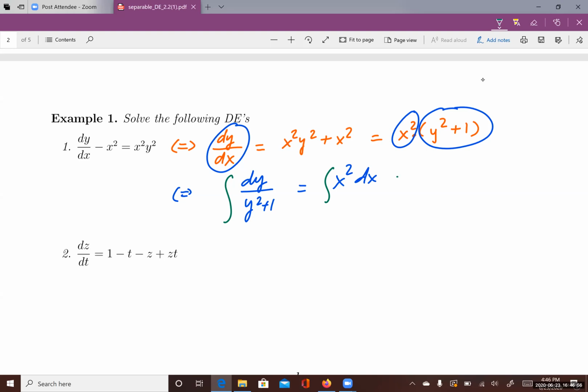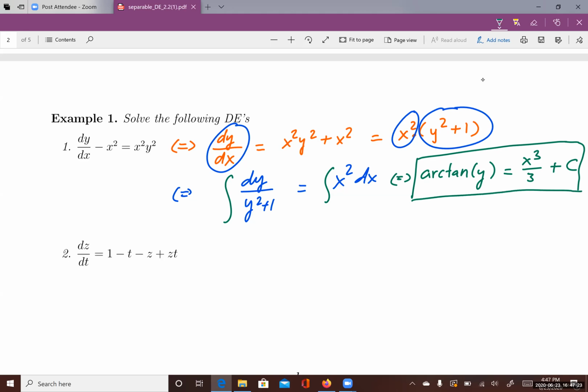The integral of 1 over y squared plus 1 dy is arctan of y, which equals x cubed over 3 plus c. This is the solution to this differential equation. And if you want to solve for y, in this case you can, because this is arctan, so you can apply a tangent to both sides.